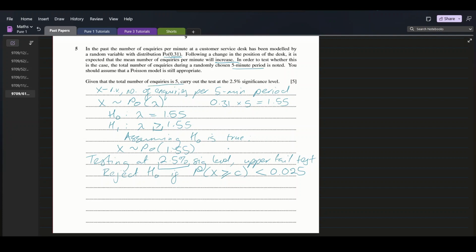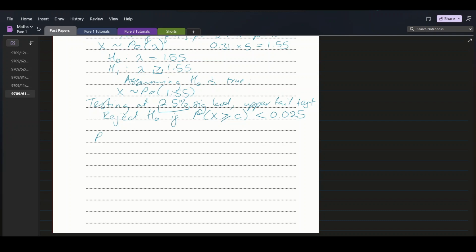And now we've been given that the total number of inquiries is 5. Carry out the test at the 2.5% significance level. So our test statistic is 5. So let's evaluate the probability that X is greater than or equal to 5. And we're using the distribution X follows a Poisson distribution with lambda 1.55.